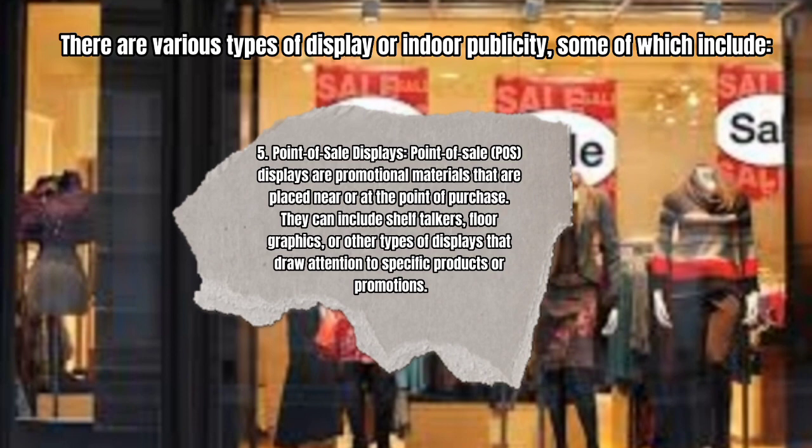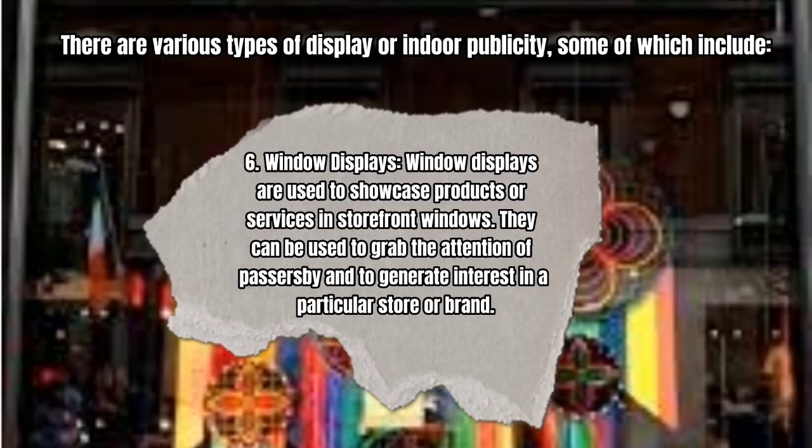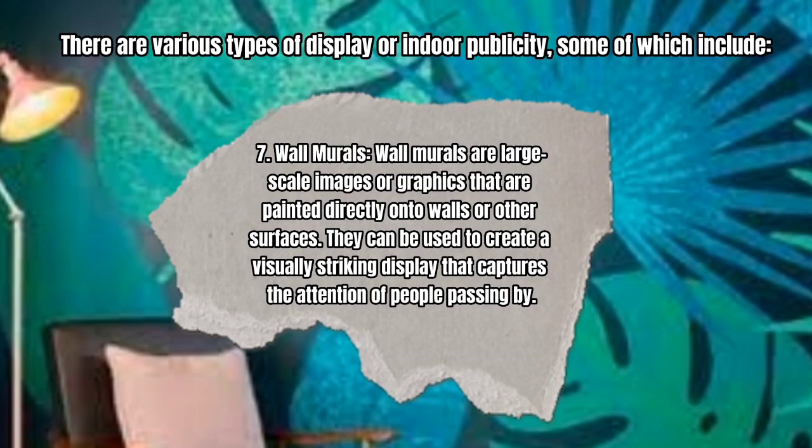5. Point-of-sale (POS) displays are promotional materials that are placed near or at the point of purchase. They can include shelf talkers, floor graphics, or other types of displays that draw attention to specific products or promotions. 6. Window displays. Window displays are used to showcase products or services in storefront windows. They can be used to grab the attention of passersby and to generate interest in a particular store or brand. 7. Wall murals. Wall murals are large-scale images or graphics that are painted directly onto walls or other surfaces. They can be used to create a visually striking display that captures the attention of people passing by.